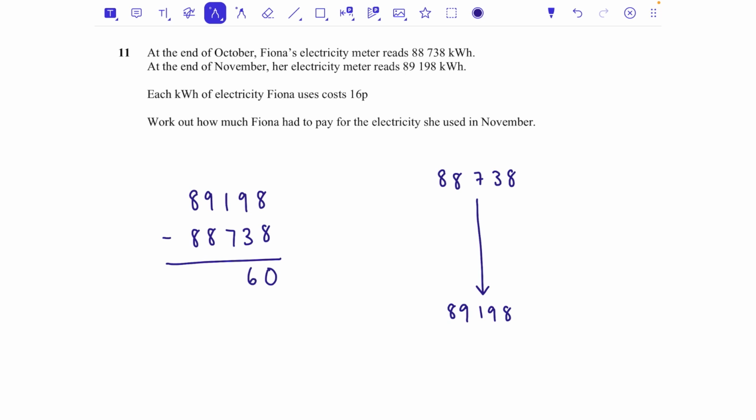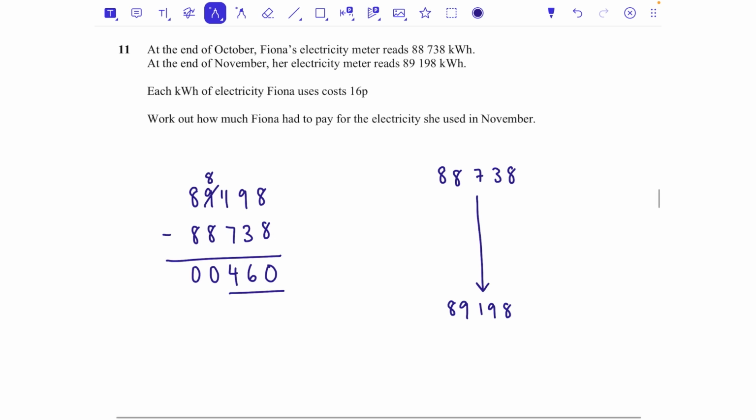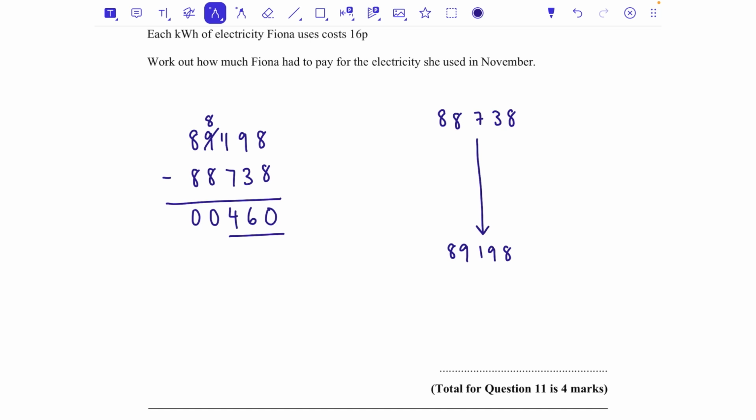1 take 7. Now there's more on the floor there, so I'm going to borrow from here and make it 11. 11 take 7 is 4, and 8 take 8 is 0, and 8 take 8 is 0. So 460 is how many kilowatt hours of electricity she used. Now each of those she's going to be charged 16p for.